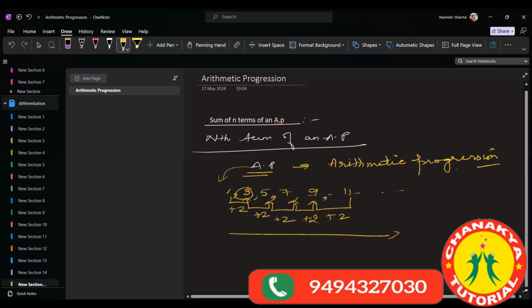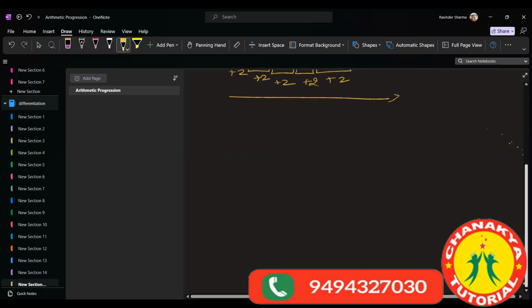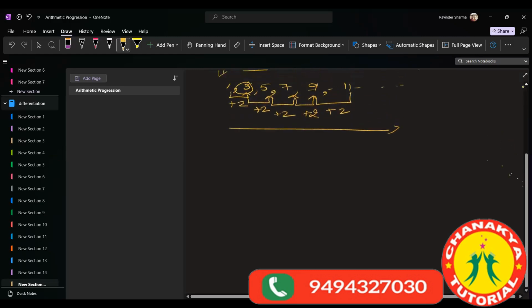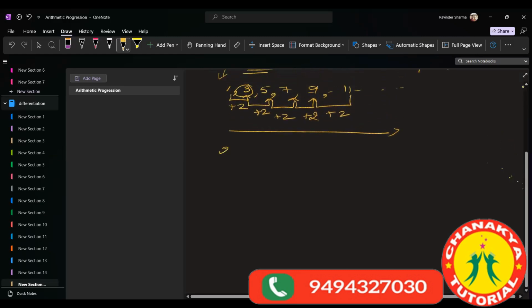Okay, Pranya, Kashvi? What exactly is an AP, arithmetic progression? Suppose we have another series 2, 4, 6, 8. Here also your common difference is 2 if you observe, right? And it will remain the same throughout the series. So that is called an AP.